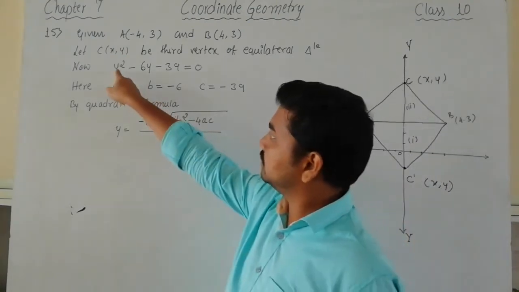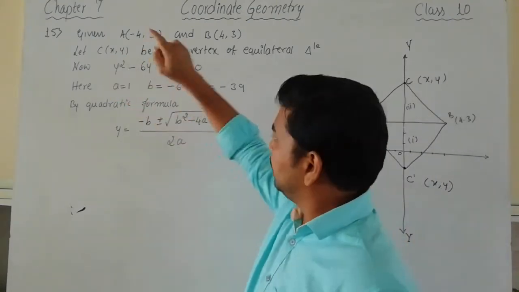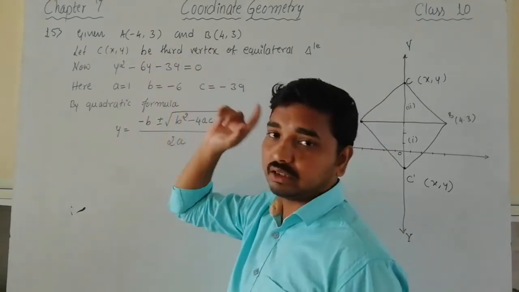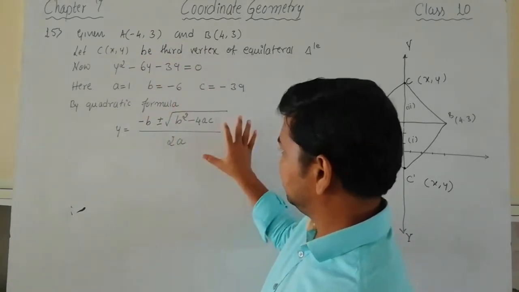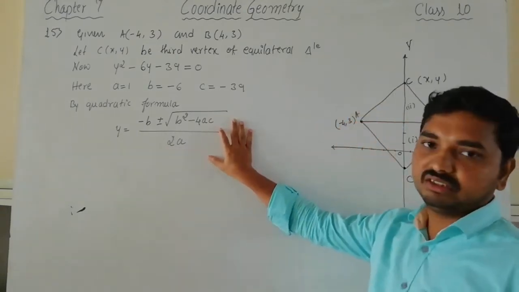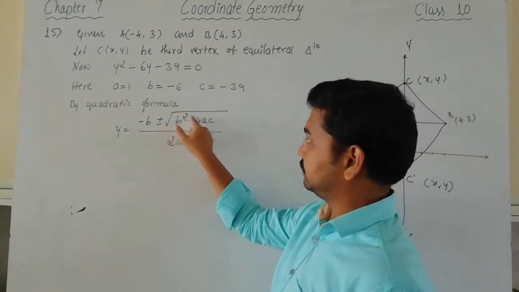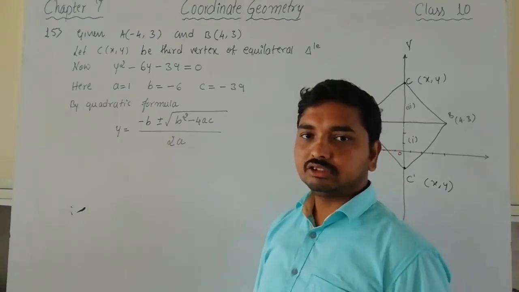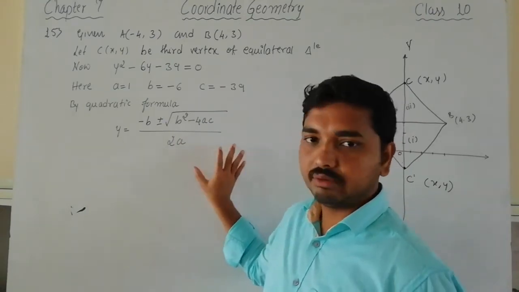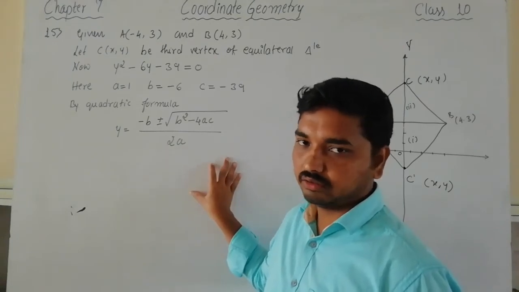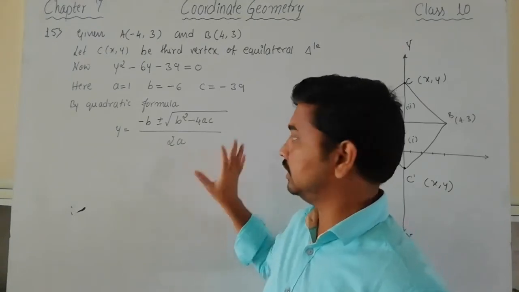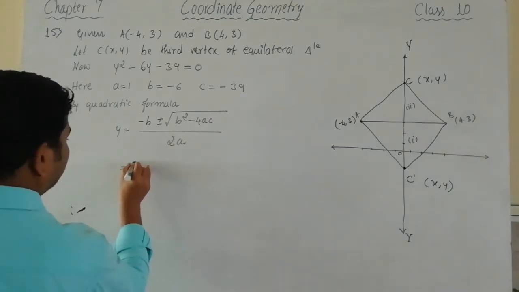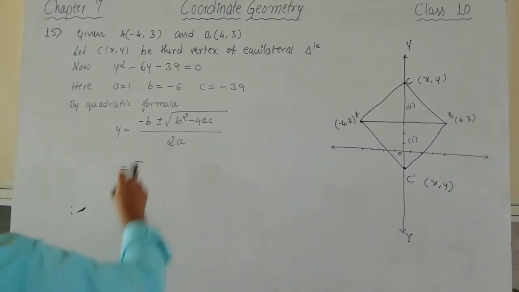A is equal to what? Coefficient of y square is 1, and b is the coefficient of y, minus 6, c is the constant term, minus 39. And this is the quadratic formula. Just remember this one: minus b plus or minus square root of b square minus 4ac, divided by 2a. This is called the quadratic formula. Remember this, it will appear in the chapter quadratic equation. Now I am going to substitute the values here. Look here, minus b means, from the formula, b is equal to what?